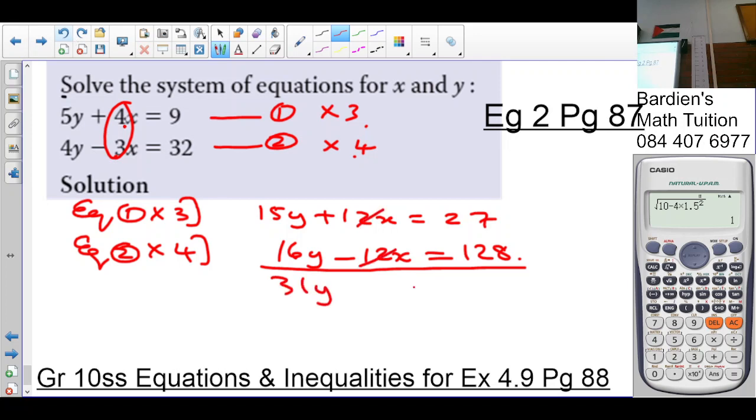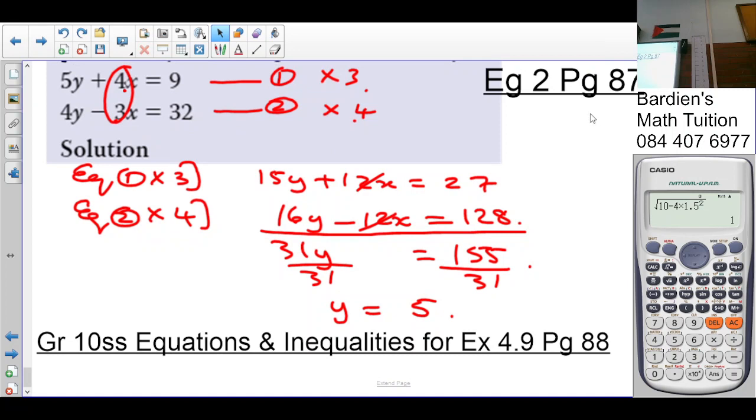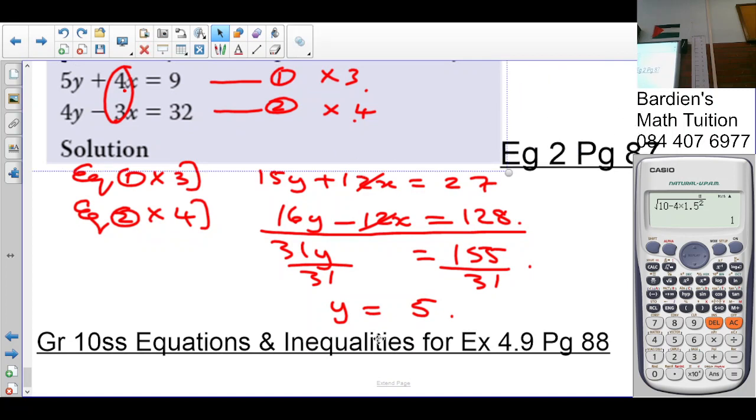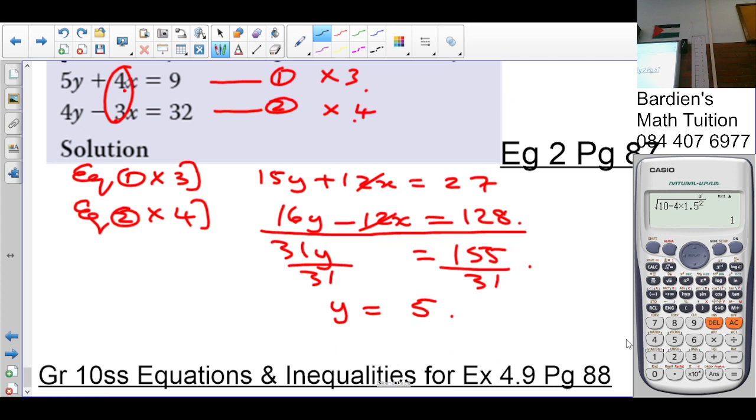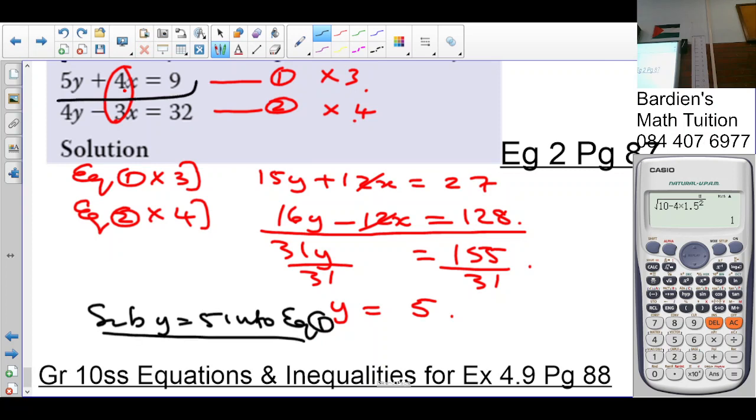That cancels. Equals 155. How do you get y on its own? Divide by 31 both sides. So y works out to be? So what do I do now? Substitute y is equal to 5 into equation 1. You're going to substitute y is equal to 5 into equation 1. This is equation 1.